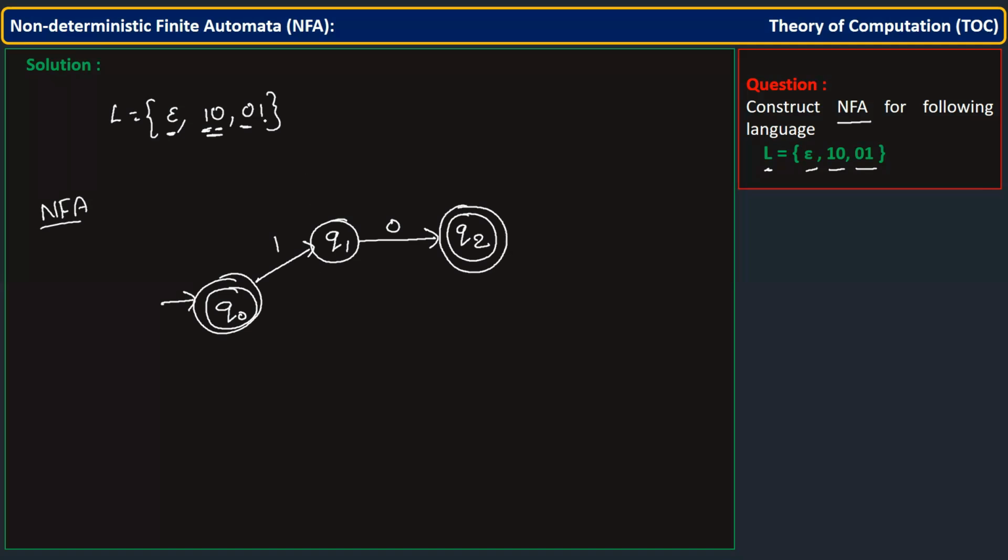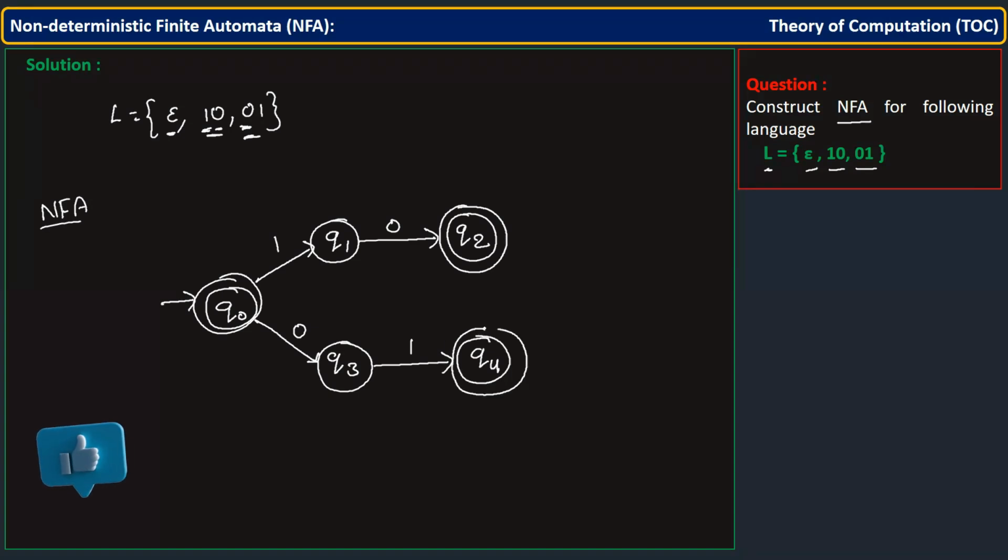And then if you start with 0, we go to Q3. From here, if you get 1, you go to Q4. This must be a final state, right? Because you have the valid string 0, 1. So this is the NFA for the given language.